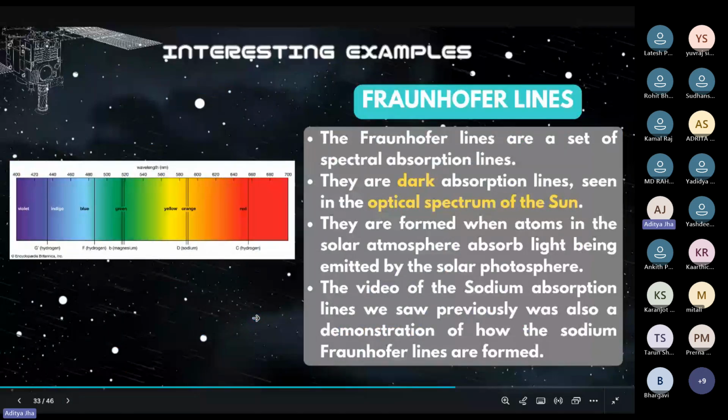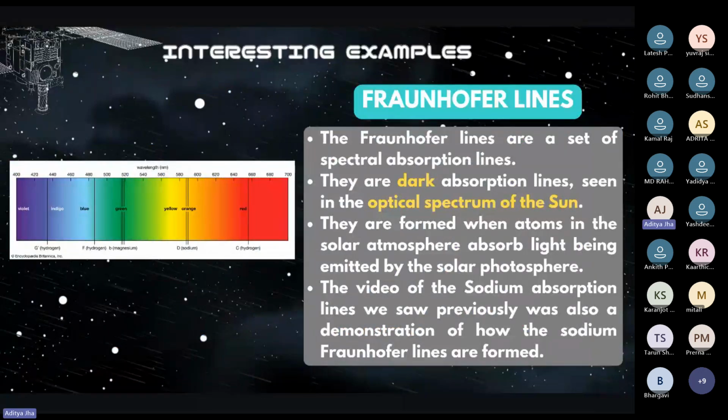Another example of spectral lines is the Fraunhofer lines. The Fraunhofer lines are a set of spectral absorption lines. These are dark lines, because that's what absorption lines are, seen in the optical spectrum of the sun. They are formed when atoms in the solar atmosphere absorb light being emitted by the solar photosphere. Basically, the light coming from the solar photosphere is absorbed by the atmosphere.